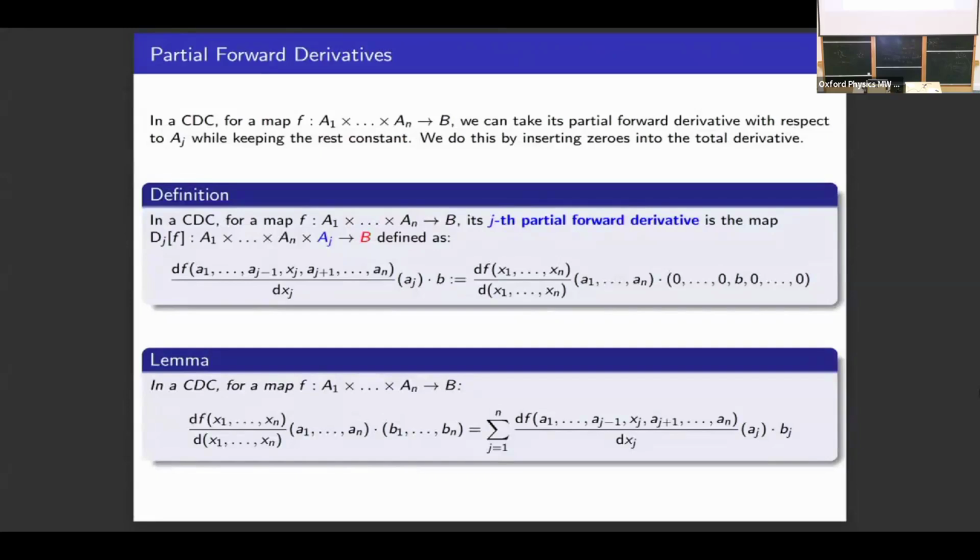So the jth partial forward derivative, where I'm deriving the variable aj, so now I have an extra variable here, aj, that appears, is defined as follows. I'm using this notation to show that I'm only deriving the xj variable, and it's equal to the total derivative where I put zeros everywhere except for the jth variable input. In our example, we saw that the total derivative was equal to the sum of partial derivatives, and this is true in a Cartesian differential category. You can make this precise by saying that the total derivative is indeed the sum of all these jth partial derivatives.